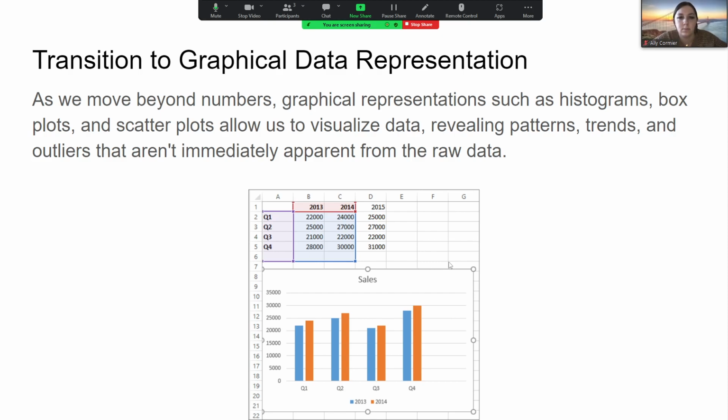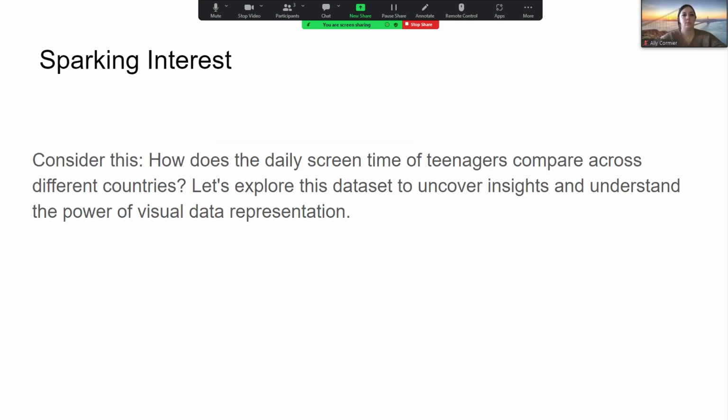The way we're going to be doing that is moving beyond strictly just numbers, and turning them into graphical representations using histograms, box plots, and scatter plots that are going to allow us to visualize the data, making it easier to spot those patterns, trends, and outliers that are a little harder to see when it's just a bunch of raw numbers thrown at you. To get things kicked off, I want to pose a question to you guys: how does the daily screen time of teenagers compare across different countries? We're going to look at the data set for this first, purely just numbers, and then we are going to see if graphing it out makes it a little bit easier to understand.